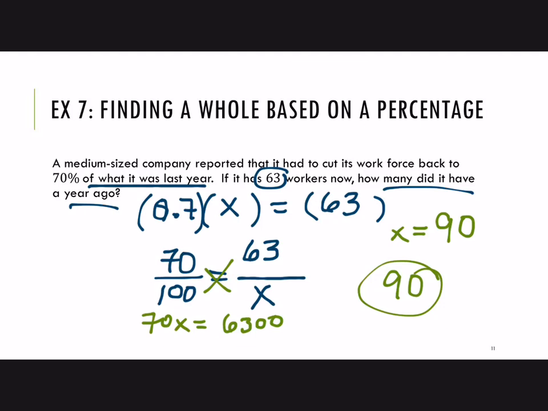Okay, so we know that the workers last year, there should have been more of them since there was a cut back to the 63. All right, so if you ended up with something that was actually smaller, then you would know that you probably had the 63 and the x in the wrong place.